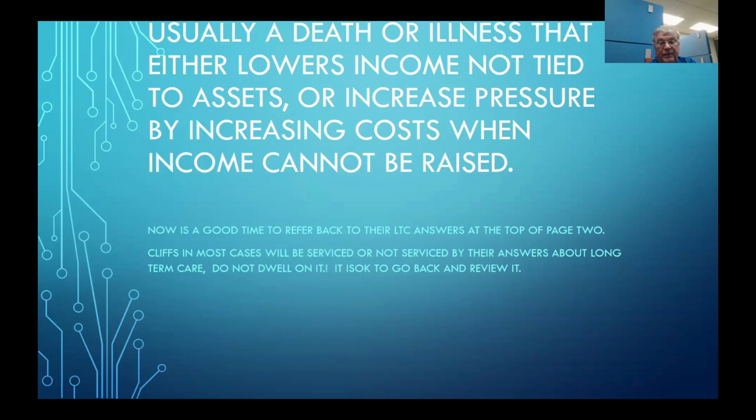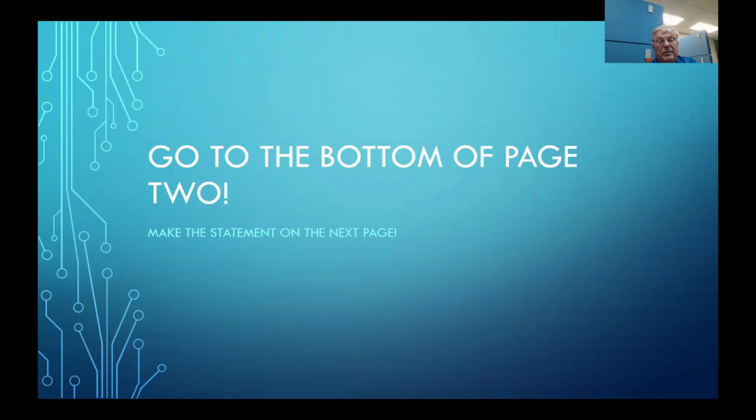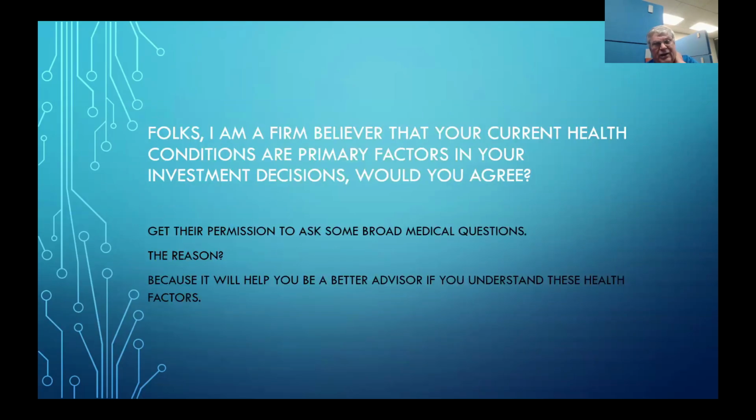Go to the bottom of page 2 and make the statement on the next page. Remember now, the bottom of page 2, that's the health questions. And remember what we talked about? You've got them on the online. You've already talked about their long-term care. You've talked about their income and how a health illness might affect it. So now you're going to go to the bottom.